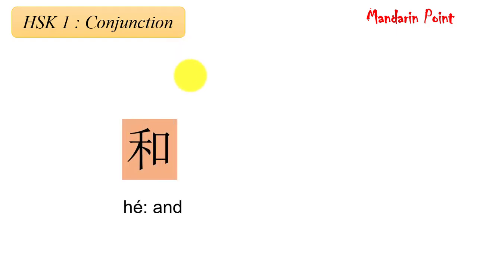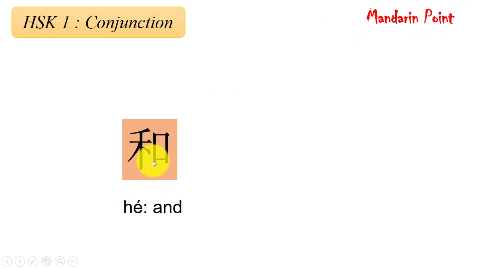The next word is our conjunction. Conjunctions basically are those words which are used to connect clauses or sentences, or to coordinate words in the same clause. For example, here we have he, meaning and. Please note its second tone. If you don't know about tones, you can watch our video whose link is given over here. It is he, meaning and.